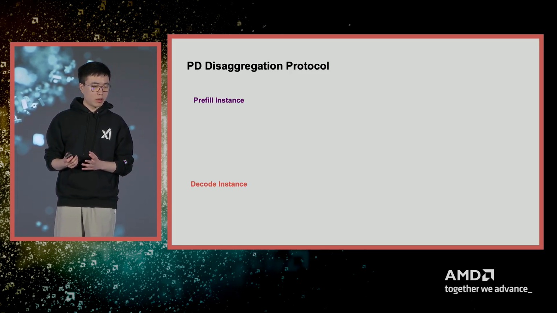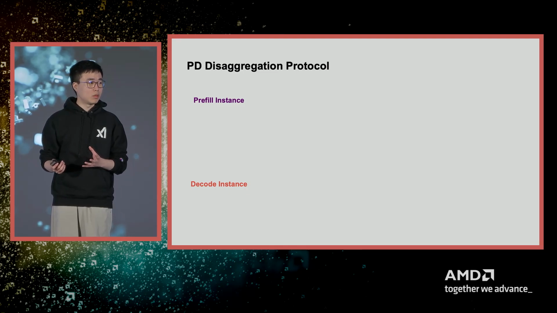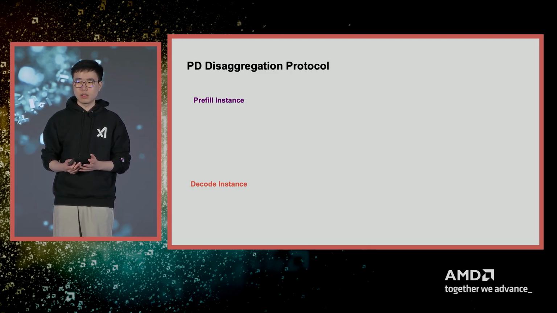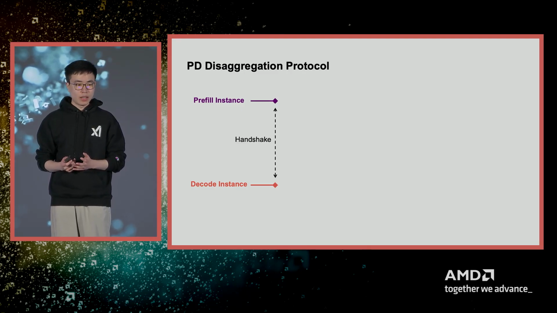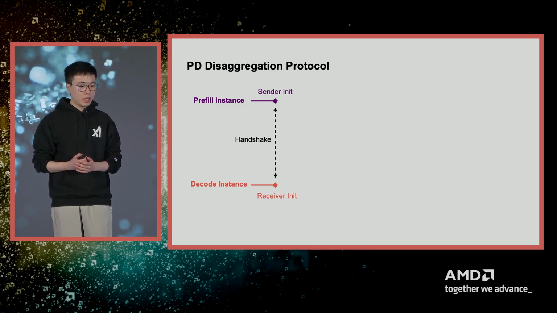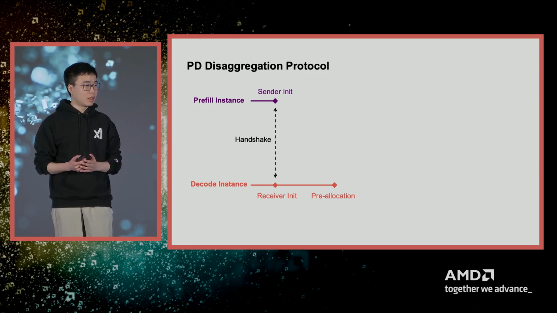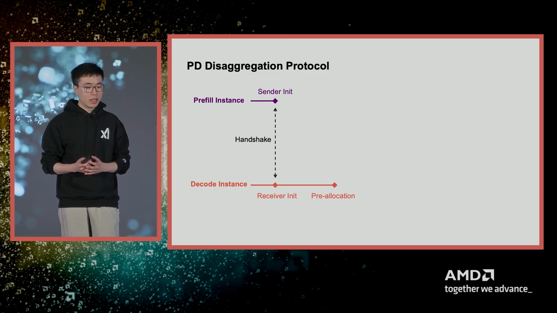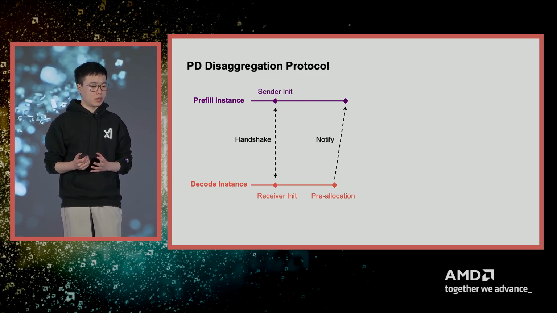First, you have one prefill and one decode. The load balancer will choose a pair of two engines based on some load balancing strategy, like least number of requests or least memory usage. Then they do a handshake to make sure they are all alive, and then they init a sender and a receiver. On the decode worker, it pre-allocates a range of KV cache for receiving the KV cache, and then notifies the prefill instance that the decode memory allocation is ready.